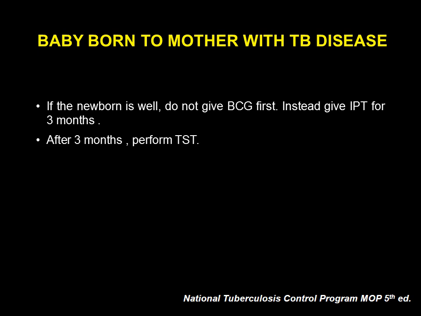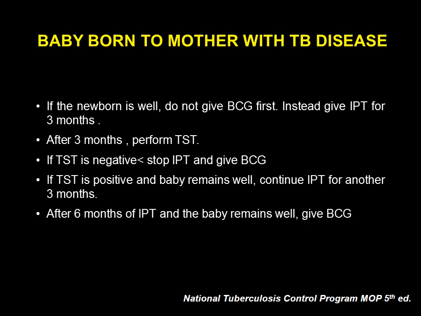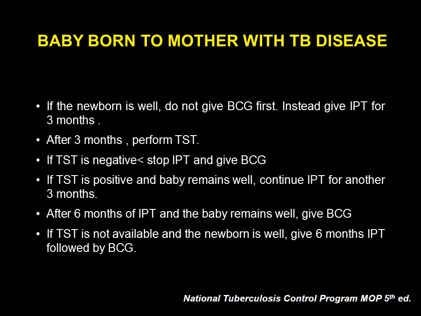After 3 months, do a TST. If negative, give BCG and stop the IPT. If positive, continue IPT for 3 more months, and after 6 months of IPT and the baby remained asymptomatic, give BCG. If TST is not available and the baby is well, give IPT for 6 months, then give BCG.